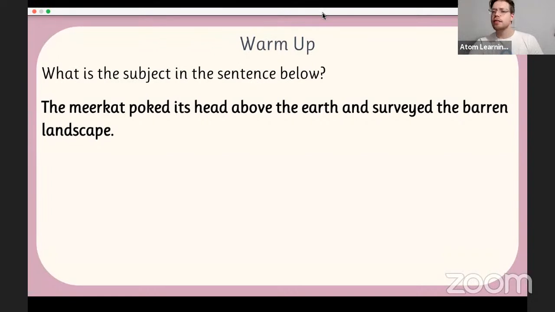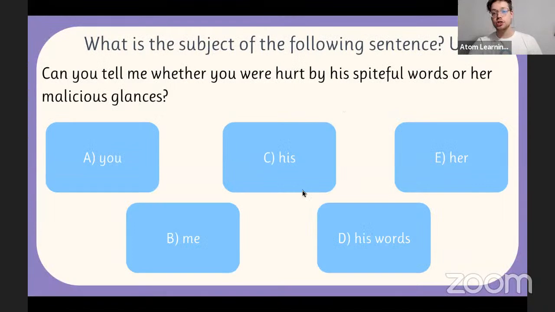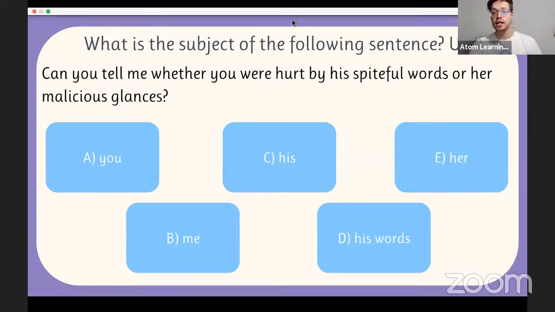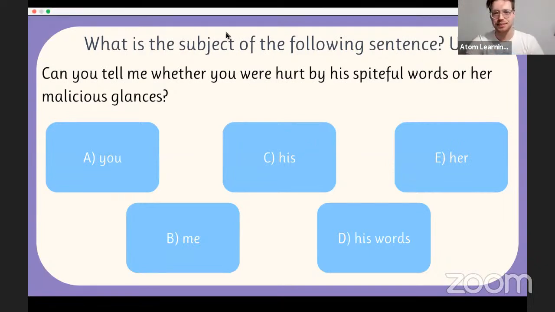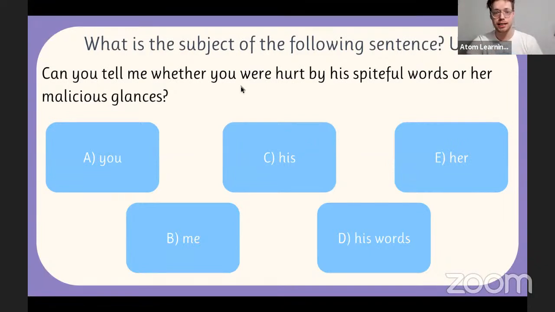Okay, it's nearly 2 o'clock. I think we've got time for one more warm-up question, and I want to make sure that we are all ready to vote on the poll. So have a look. This is a sentence you might recognize from this morning. The poll is having a moment to think about itself. So just give me a sec. It's not letting me launch it. What I'll do is, can you tell me whether you were hurt by his spiteful words or malicious glances? Hopefully, I press launch the poll and, yay, it worked. Okay. So what is the subject in the following sentence? I'm not sure why there's a random up in the title. I apologize.